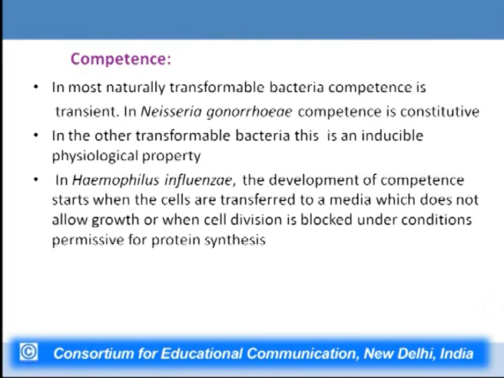In other transformable bacteria, that is, bacteria which can be transformed, which can uptake DNA from the surrounding, this particular property of having competence is an inducible physiological property. That means this physiological aspect can be induced by providing certain specific environmental conditions. In Haemophilus influenzae, the development of competence starts when the cells are transferred to a medium which does not allow growth, or when the cell division is blocked under conditions permissive for protein synthesis. So, as we see here, competence development starts whenever the cells are transferred to a medium which is not allowing the cells to grow, or when the cell division is blocked.